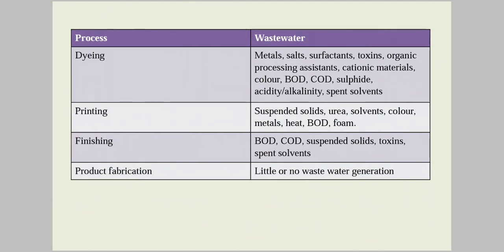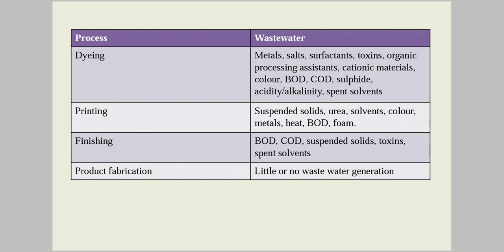Dyeing process, there will be metallic compounds. In case metal complexes are used as dyes, there will be salts, surfactants, toxins, organic processing assistants, cationic materials. Color will be there, BOD, COD, sulfide, acidity or alkalinity, and the spent solvents will be produced as wastewater.